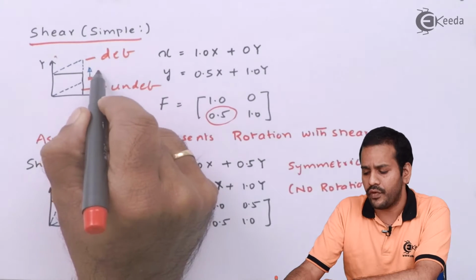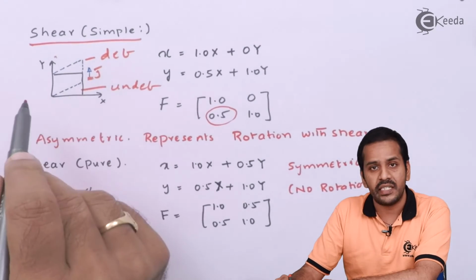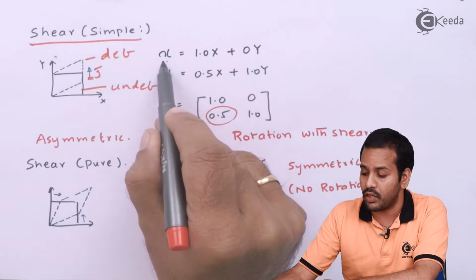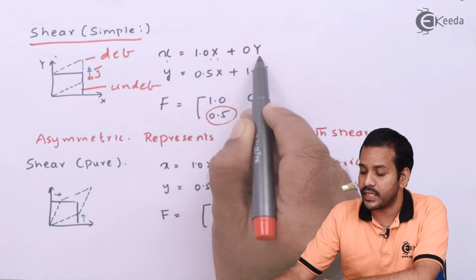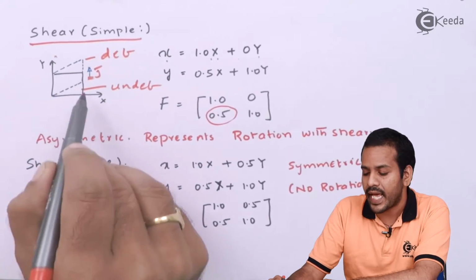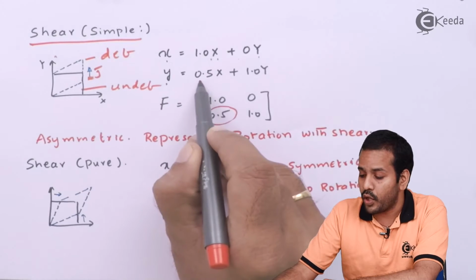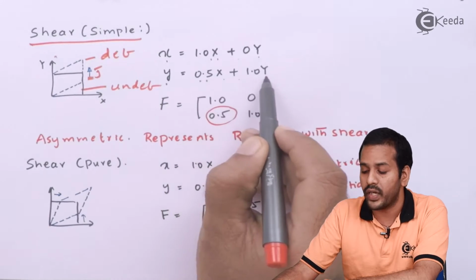And this is some shear force. Let us say it's some tau. That is a shear force. So if you write this mapping, that will be small x is equal to 1 times capital X plus 0 times Y. So nothing happened in the x direction if you see here. So the shearing is happening in the y direction. That is why small y is nothing but 0.5 times X plus 1 times Y.